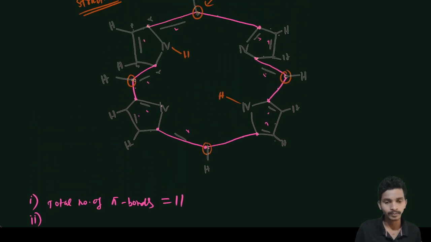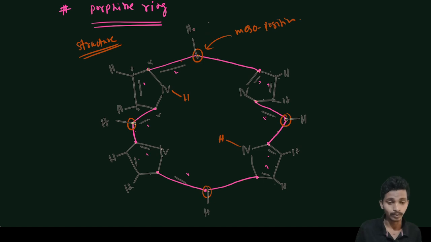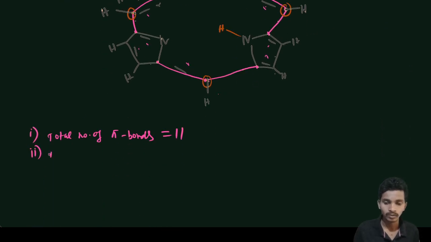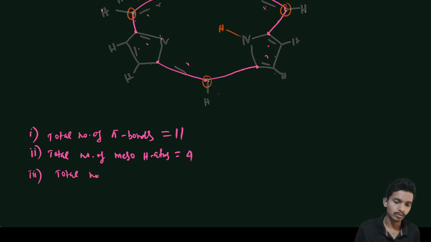And we will look at the total number of meso hydrogen atoms, the hydrogen atoms at the meso positions. How many? This is 1, this is 2, this is 3, and this is 4. So the total number of meso hydrogen atoms is 4. Now the total number of beta hydrogen atoms, and another is the total number of NH atoms.